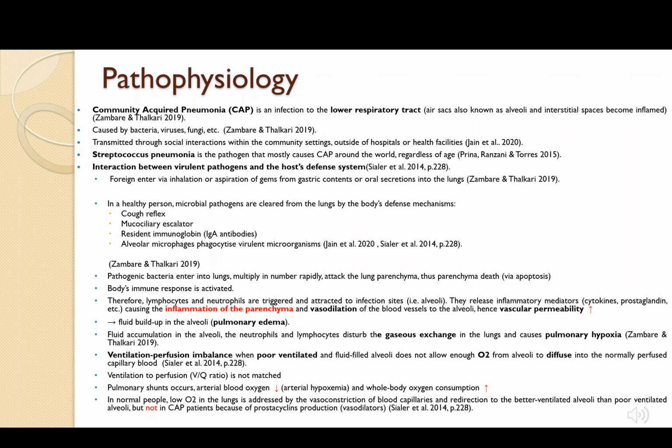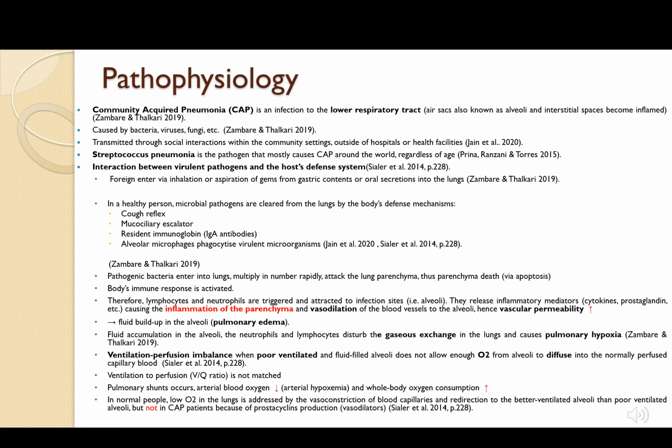In a healthy person, microbial pathogens are cleared from the lungs by the body's defense mechanisms that include the cough reflex, mucociliary escalator, resident immunoglobulin IgA antibodies, and alveolar macrophages, which engulf and kill virulent microorganisms. When pathogenic bacteria enter into the lungs, they multiply rapidly and attack the lung parenchyma, that is a collection of alveoli, and thus the parenchyma will die via apoptosis.